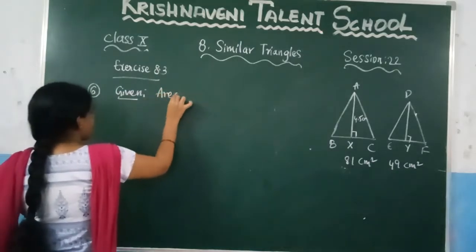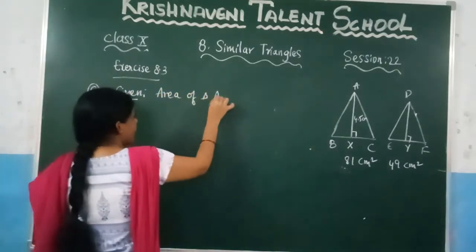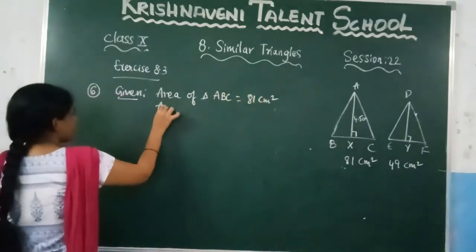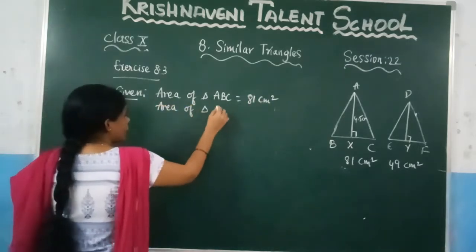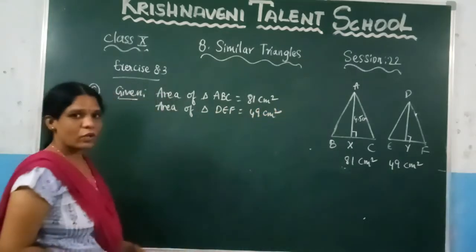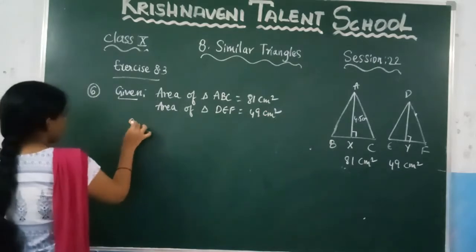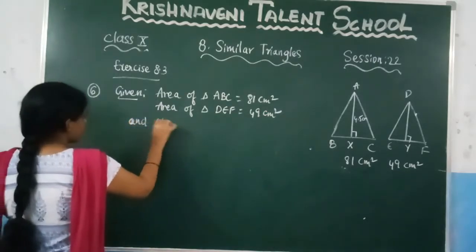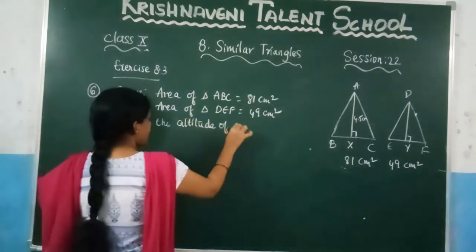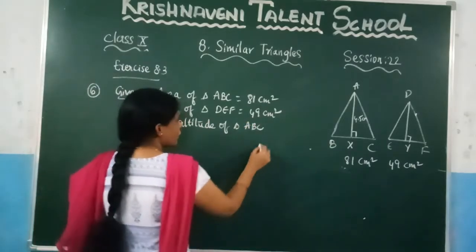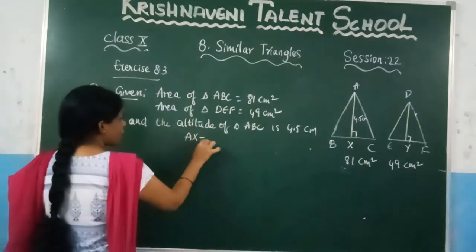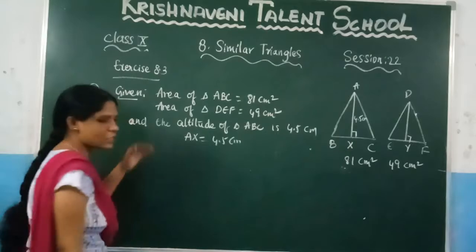What is given here? Area of triangle ABC is equal to 81 centimeter square and area of triangle DEF is equal to 49 centimeter square. And what they have given here, the altitude of the triangle ABC is 4.5 centimeters. So the length of AX is given as 4.5 centimeters. This is what they have given.